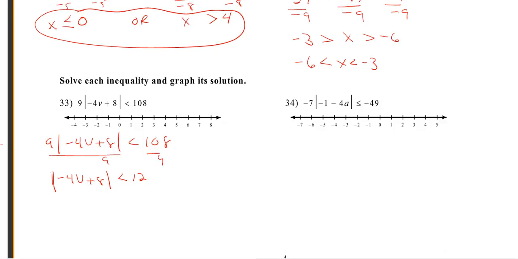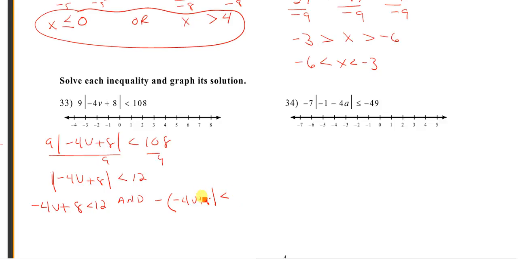All right, now I have the absolute value isolated. There's several things that happen. This is a less than, so I can see this is going to be an AND. I'm going to break this absolute value up into 2 compound inequalities, and the absolute value will be gone. It'll be the positive of whatever's in there is less than 12, and everything in there could be negative, so it'd be the negative of whatever's in there.